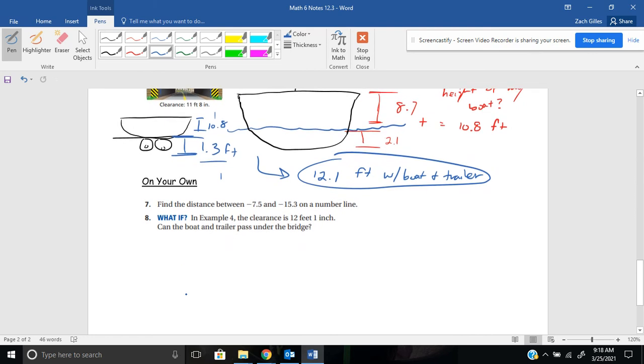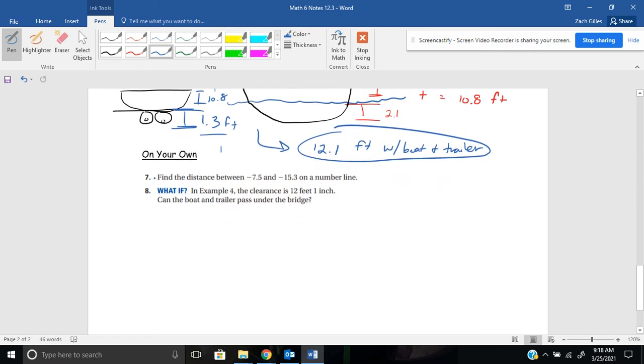All right, the last OYOs here, please pause to try 7 and 8. All right, number 7, finding the distance between those two numbers on a number line. If it helps you to draw a number line, I would suggest it. You should come up with 7.8 for the distance. And number 8, what if the clearance is 12 feet 1 inch? Can the boat and trailer pass? That is still no, it can't.